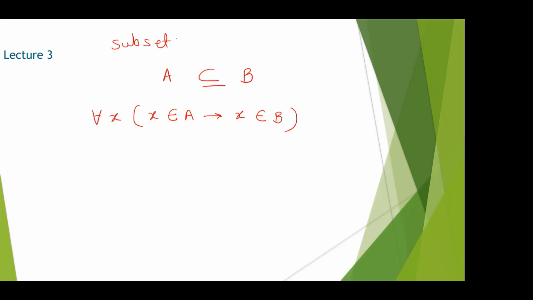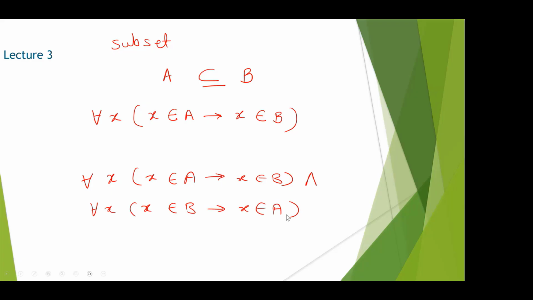Now, here, it is always given that everything in A is part of B, but it is not given the other way around. If we also have that everything in B is part of A, and vice versa, then this is the condition of set equality. In this case, A will be equal to B.